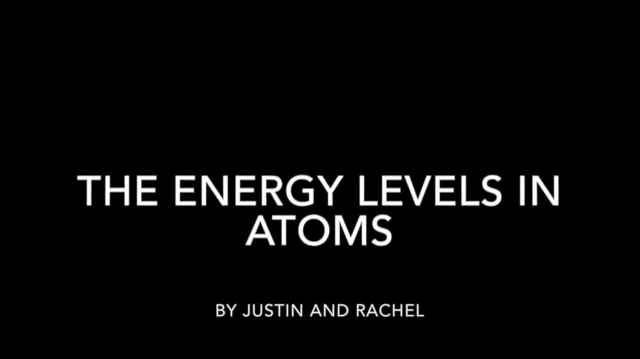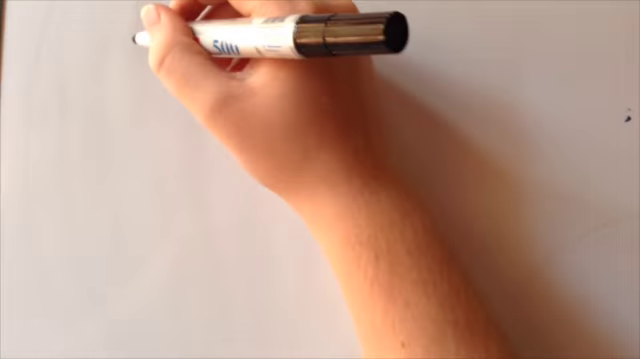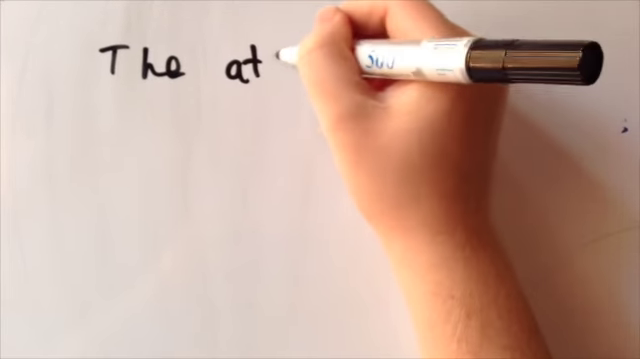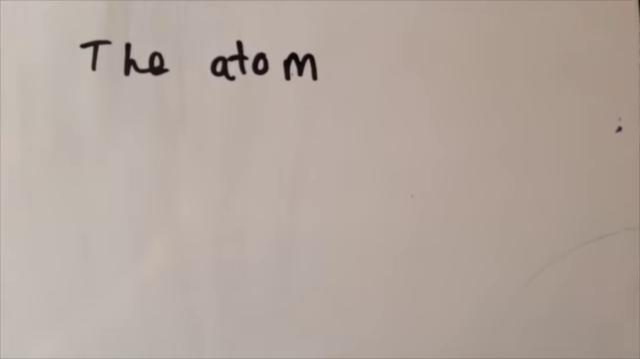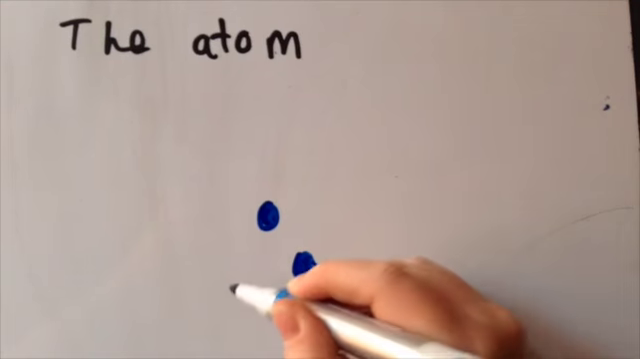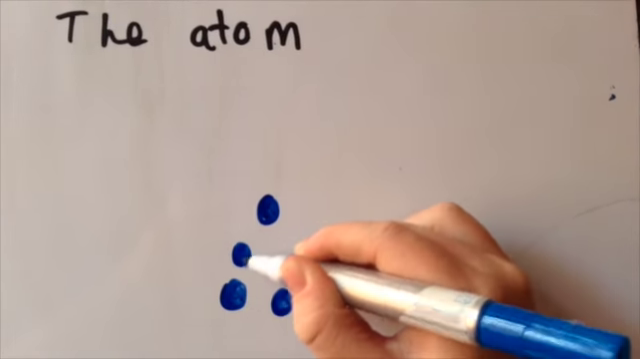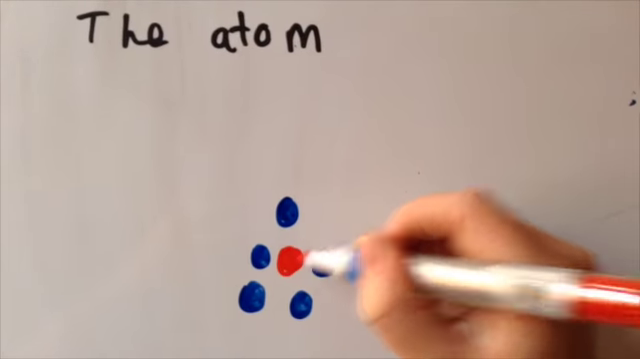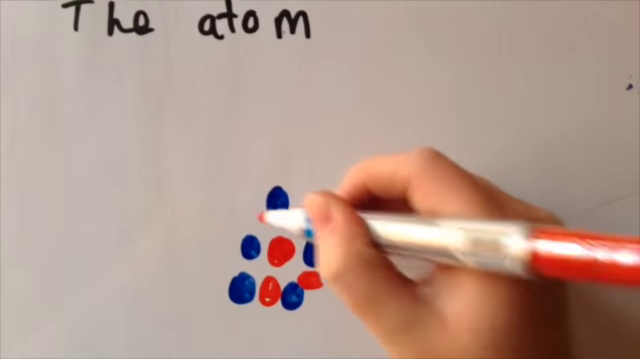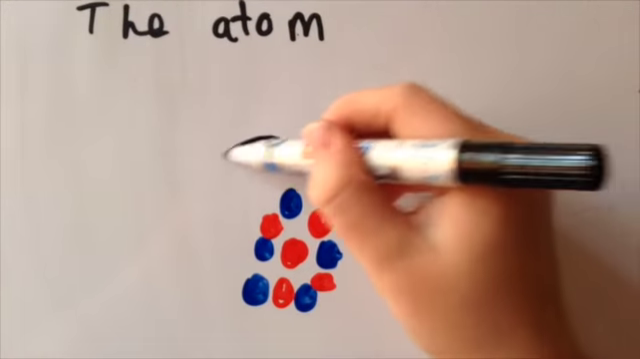Energy levels in an atom. In an atom, the nucleus is surrounded by layers of shells. In the nucleus itself are the protons and neutrons, the protons having a positive charge, the neutrons having no charge. On the shells surrounding the nucleus are the electrons, which carry a negative charge.